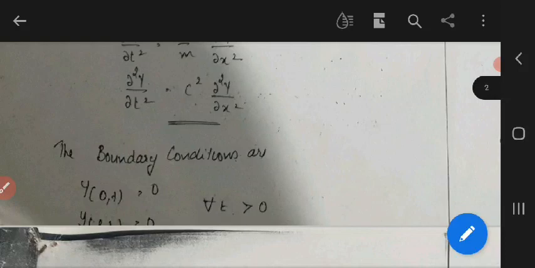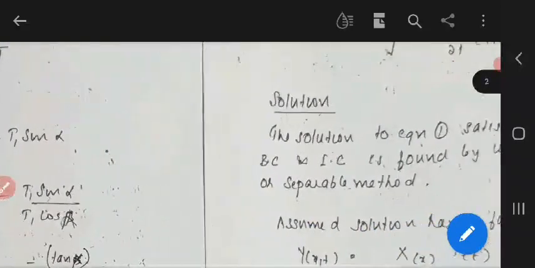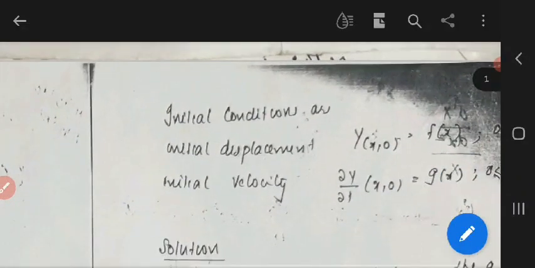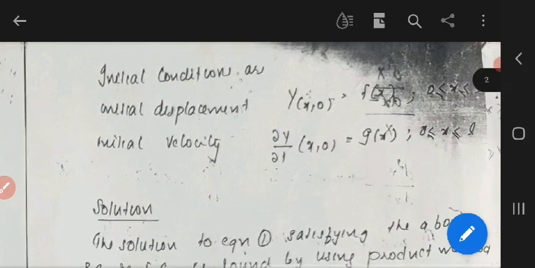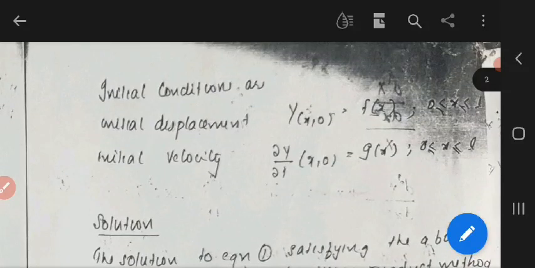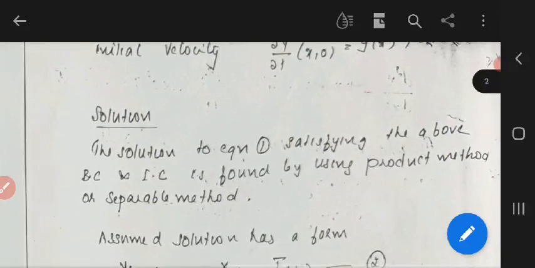It has the boundary conditions y(0,t) equal to 0 and y(L,t) equal to 0, and the initial conditions, which are the initial displacement and initial velocity. We know that an initial condition means the value of the function at time t equal to 0. So we have y(x,0) equal to f(x), and ∂y/∂t at (x,0) equal to g(x). So f(x) is the initial displacement and g(x) is the initial velocity.